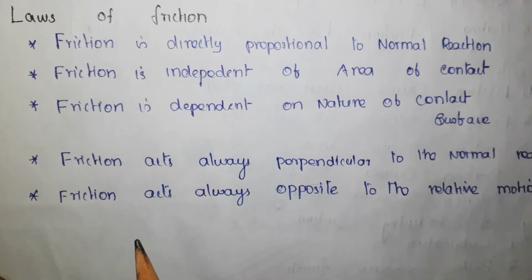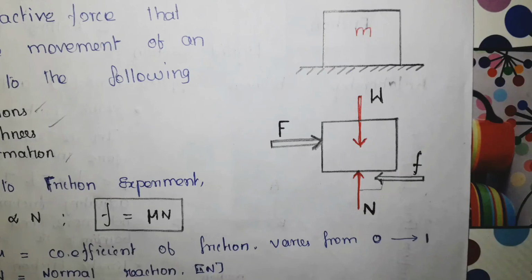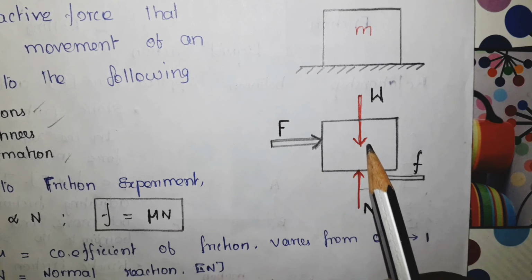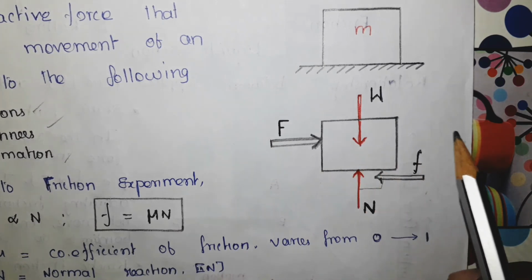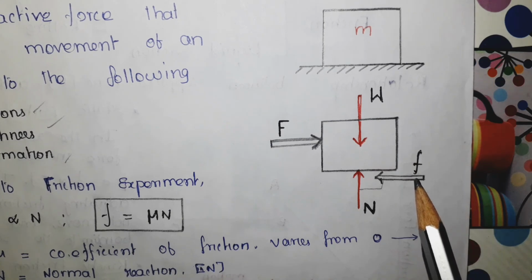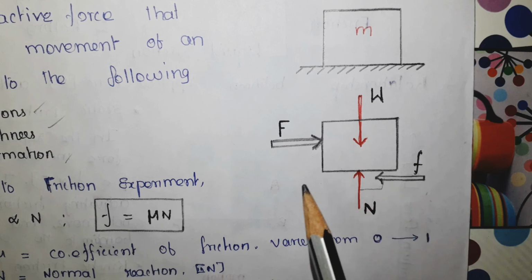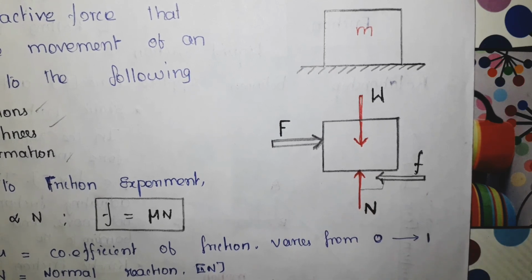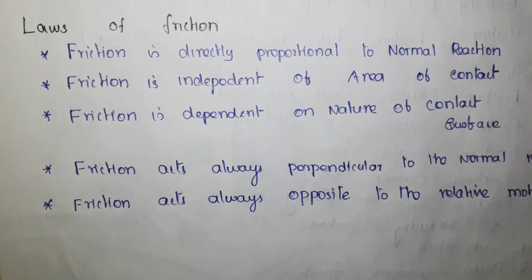Now the last one is friction force always acts opposite to the relative motion. Again, go to the same example. This is the applied force. So this mass will try to move in this direction, okay, left to right. But the friction force will always oppose that motion. So it will always act in the opposite direction of the motion, that is right to left. And these were all the statements of the laws of friction.